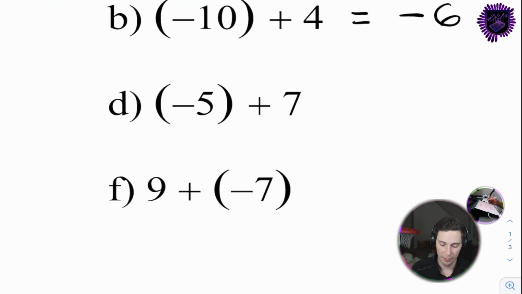D, negative 5 plus 7. Negative 5 plus 7. So once again, the signs don't match. So find the difference. The difference is 2. The larger number is positive. 7 is positive. The answer is 2.